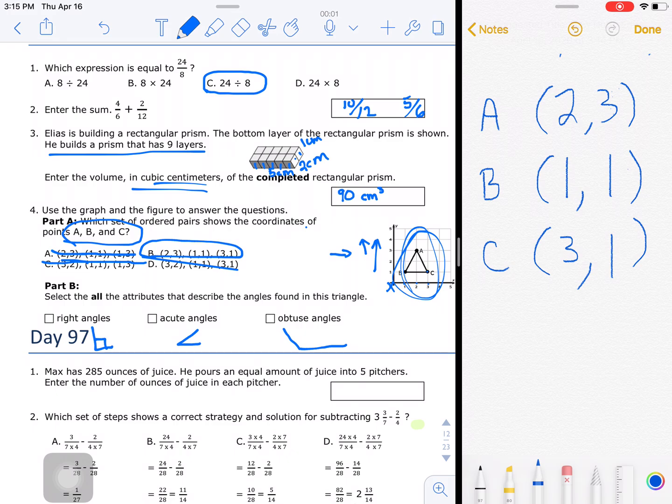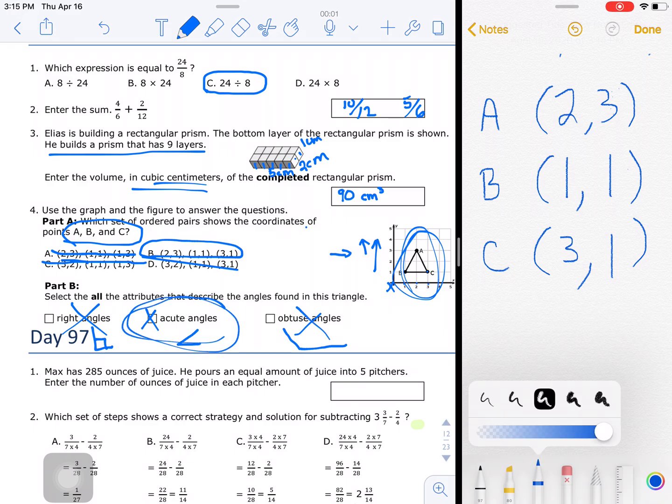we see that there are no right angles. There are acute angles, but there are no obtuse angles. And in this particular problem, we're told to select all the attributes. In this case, there's only one attribute.